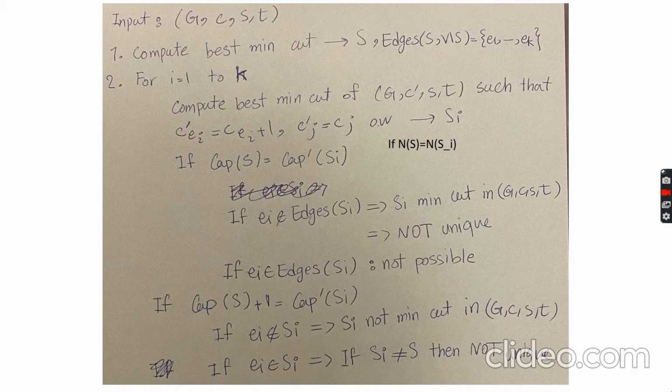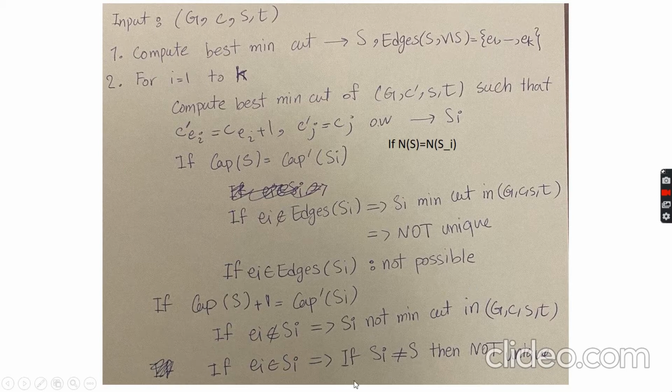Now, if EI is not in S, what does that mean? So that means that if we take SI to the original graph, its capacity is not really going to change, because we're using just edges which have been unchanged from the old graph to the new graph. So that would mean that capacity of SI in the original graph also is going to be 1 unit more than the capacity of S. And so this would mean SI is not at all a min cut in the original graph. And so in this case, we really have not found a min cut, rather a best min cut.